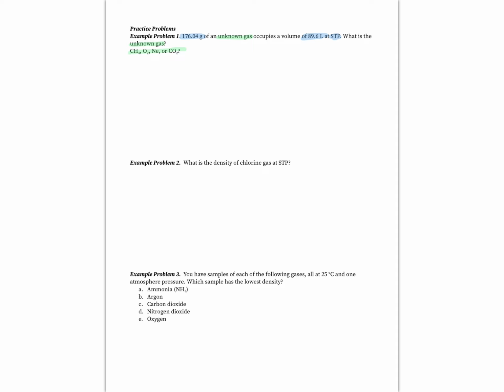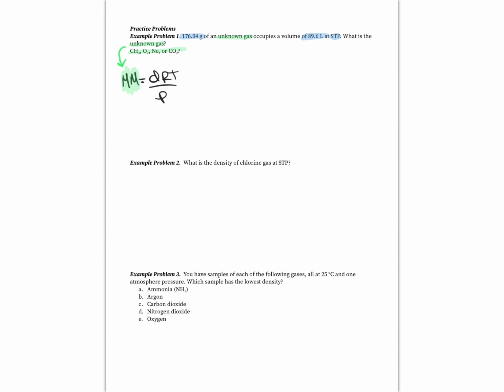Ultimately, to find the identity of the unknown gas, we're going to use the molar mass equation. By solving for the molar mass, we'll know which of these gases it is. However, to use this equation, we need to know density, R, temperature, and pressure. Temperature and pressure are easy because we are at STP, so the temperature is 273 Kelvin and the pressure is 1 atmosphere. R is also a constant, 0.08206, so we don't have to worry about that. Really, we just need to find the density.